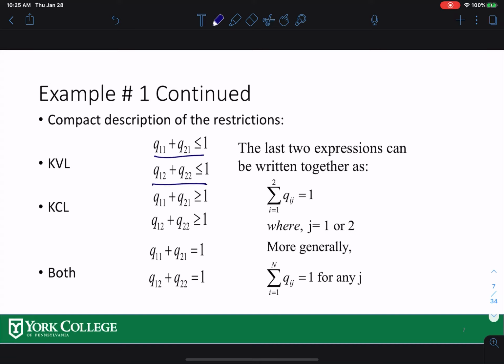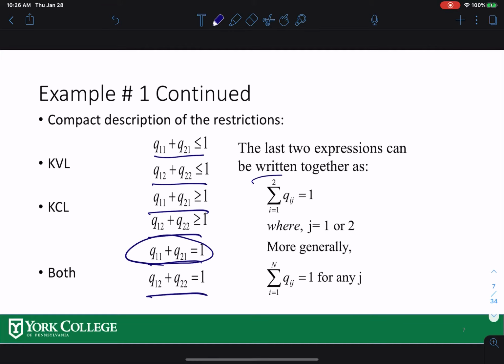You want them less than or equal to 1 for KVL, and for KCL you want them greater than or equal to 1. So to satisfy both, you have to have them equal to 1. That means you can have only one on to satisfy both laws. You have to have only one on for that column, right? So Q11 plus Q2 should be 1. So only one on at a time.